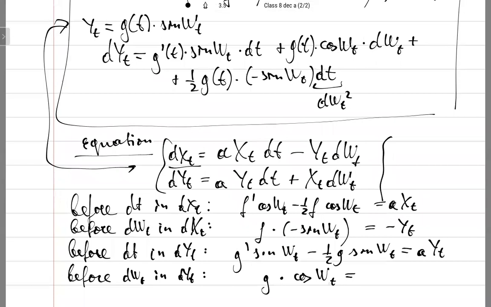J times cosine of wt, that should be equal to xt. Yeah, I have 4 equations, and I need to solve them. Let's solve them.